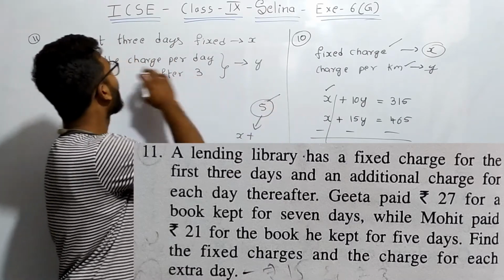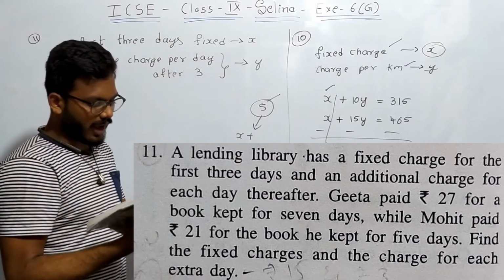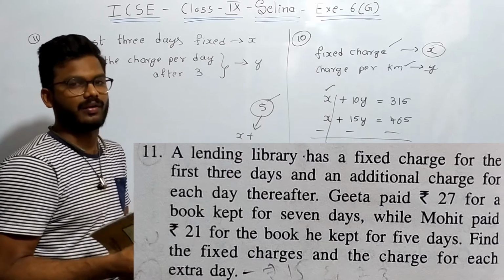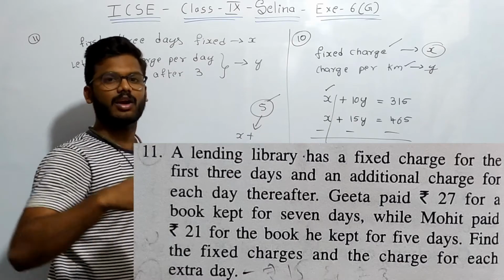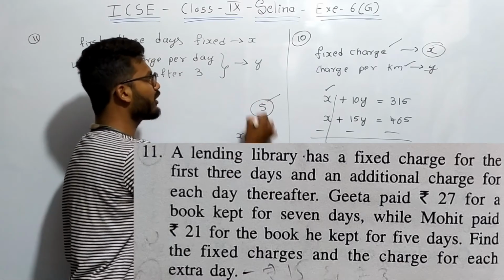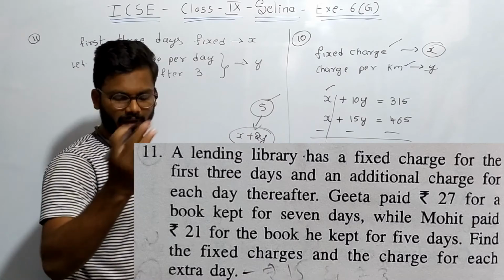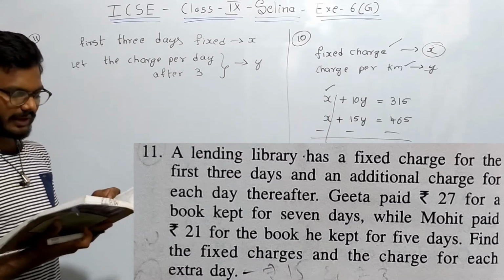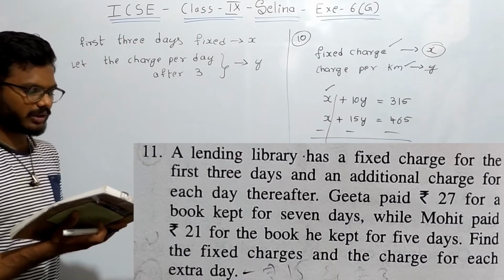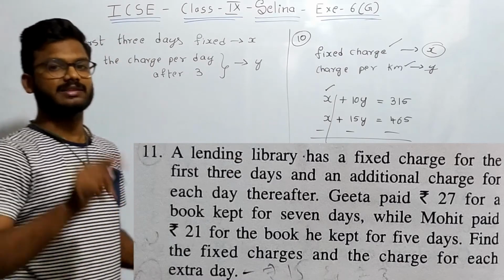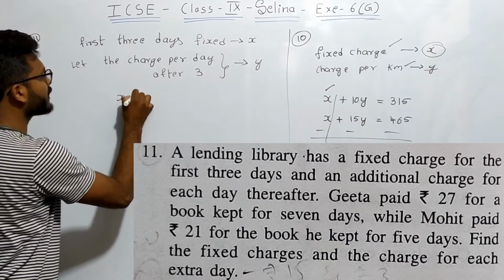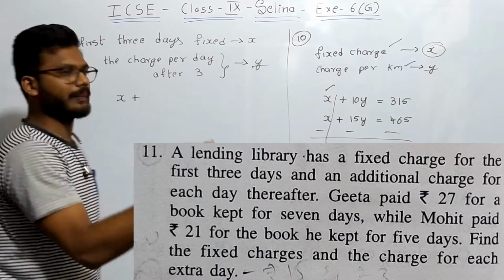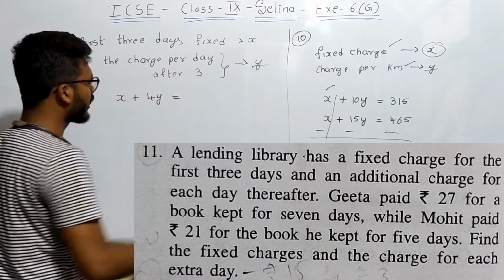Not for 5 days, but they are telling an additional charge for each extra day thereafter. After the 3 days, how many extra days here? 2 days. So 2 into y rupees. This much amount I have to pay if I kept it for 5 days. In the same way, Geeta paid rupees 27 for a book kept for 7 days. For the first 3 days, X rupees. And the remaining 4 days, for each day we pay y rupees. So X plus 4y equal to how much?